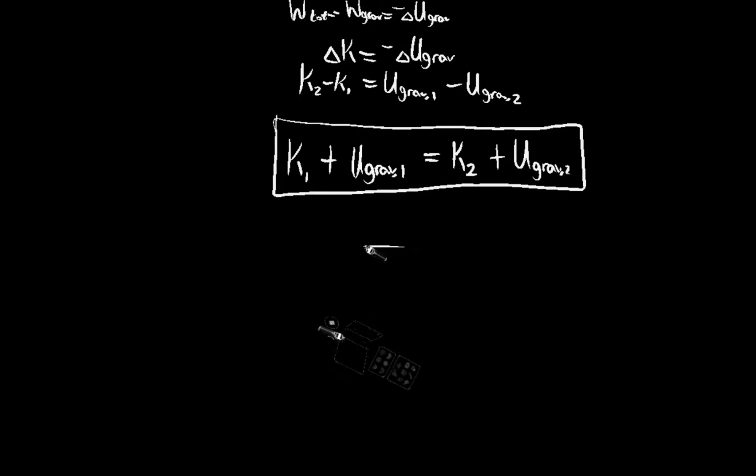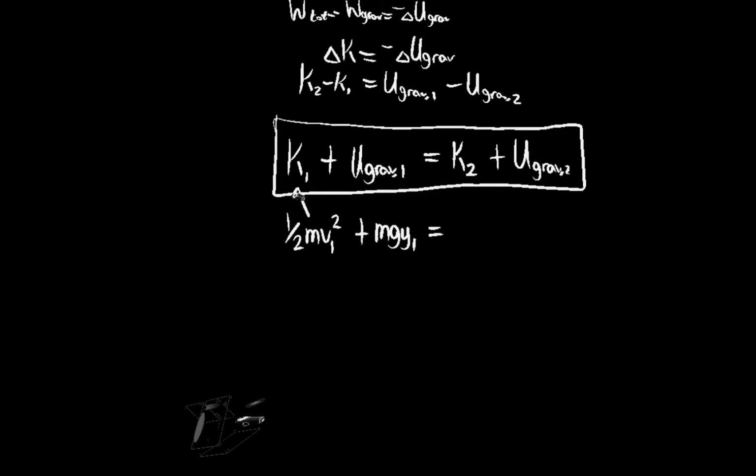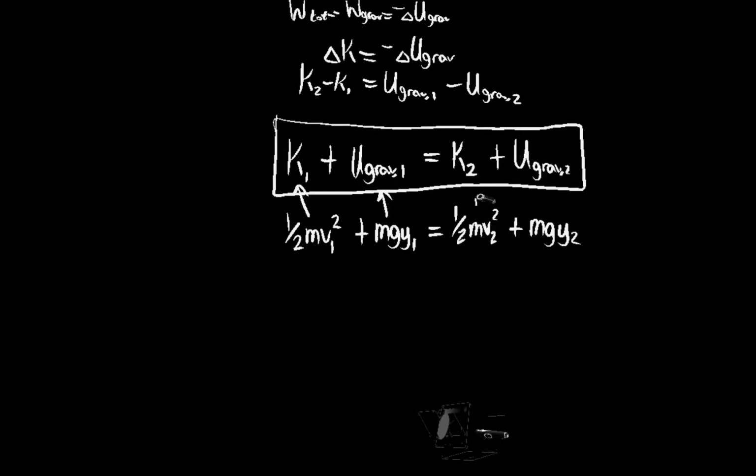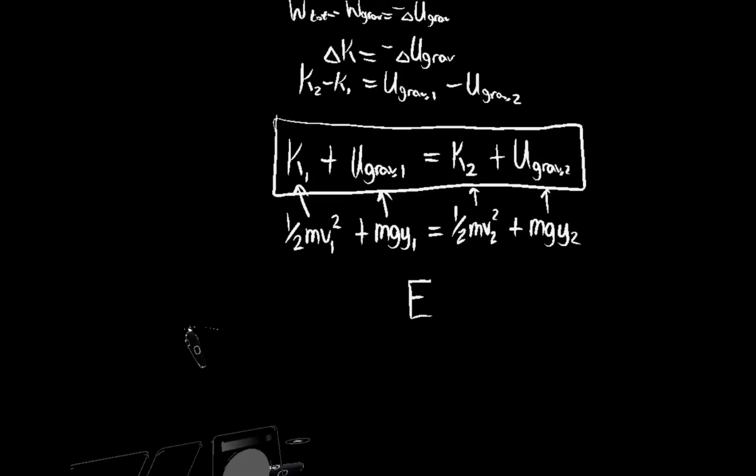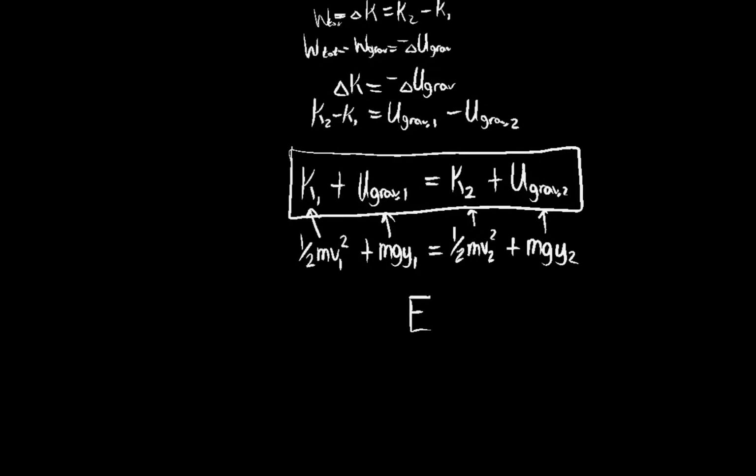So if we write these out, we have 1/2 mv1 squared plus mgy1, right? This is the expression for kinetic and potential, equals 1/2 mv2 squared plus mgy2. Just writing it out. So what this means is the sum of kinetic and potential energy is called the total mechanical energy of the system. And we often say that the total mechanical energy of the system is equal to E. So E1 is the mechanical energy at position y1, and E2 is the total mechanical energy at position y2.